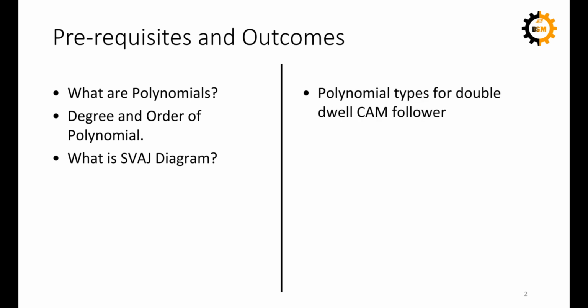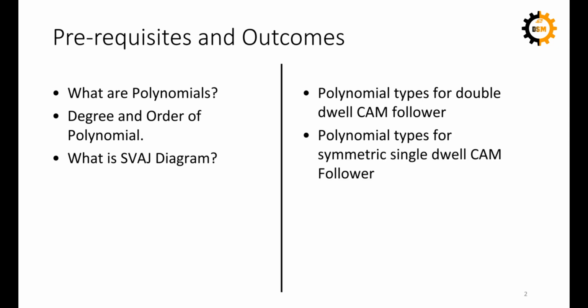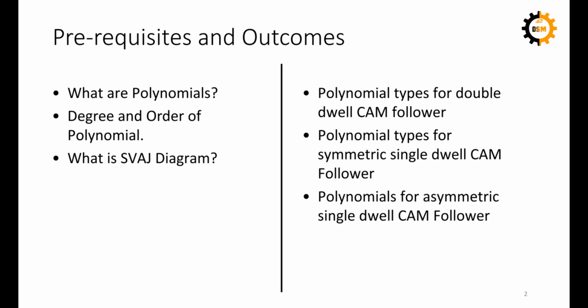After successfully attending this interaction, you will be able to know what the polynomial types are used for double dual CAM follower mechanism. You will also know the different polynomial types for symmetric single dual CAM follower mechanism, and the polynomials for asymmetrical single dual CAM follower mechanism.